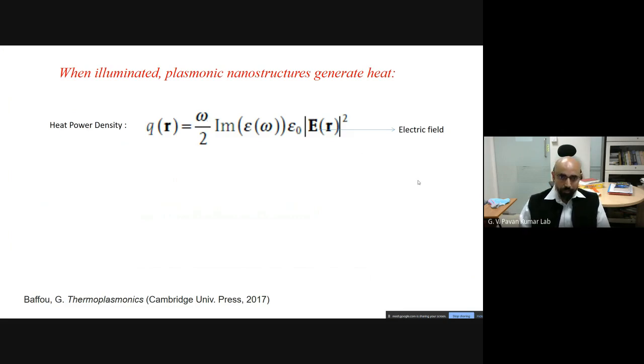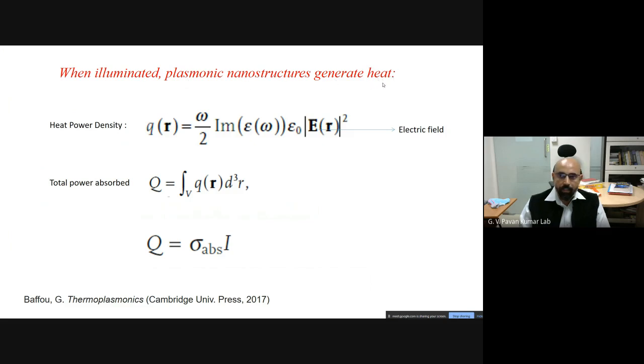Now, the consequence of this illumination is that for a given volume of a nanostructure, you end up having a total power absorbed, which is given by the heat power density integrated over the volume. Interestingly, this total power absorbed by the structure can be connected to the absorption cross section times the intensity of the light you are illuminating. The important message in this slide is that when you illuminate a plasmonic nanostructure, you can generate heat.